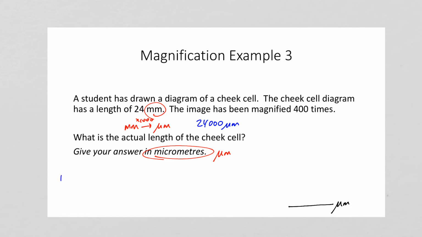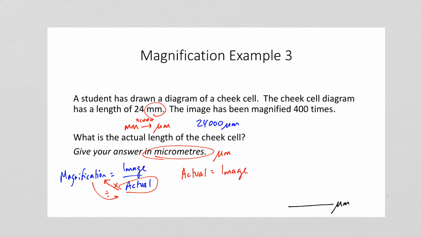Magnification is equal to image over actual. This time I want the actual. So to get that free, I'm going to multiply both sides by actual, and I'm going to divide both sides by magnification, and I end up with actual size is equal to image divided by magnification.